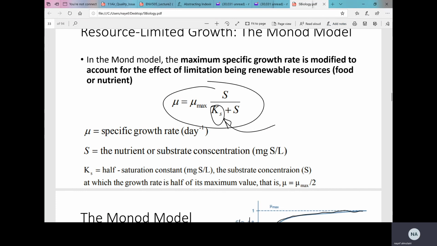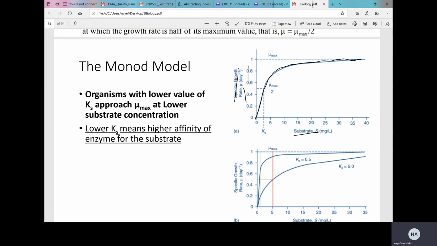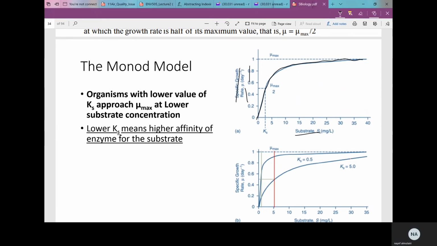Find me Ks. Ks is a very important parameter. So how could we do it? First of all, by extending a horizontal line with the ultimate curve at the top, and then we call this mu max. Half of mu max, let's say here's 1, so half of it is 0.5. You go to the curve, you go down, and that is Ks. Ks in this case is 2.5 milligram per liter.